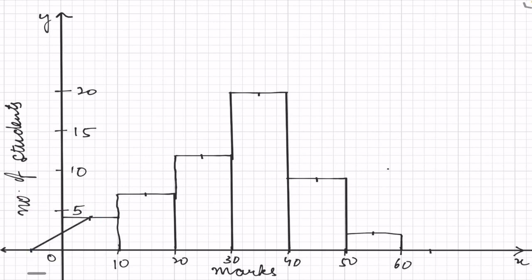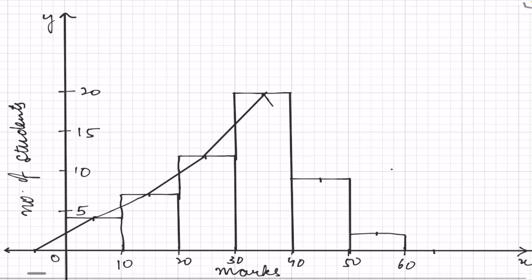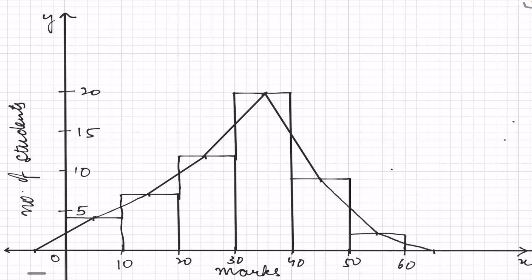Now we will join all these points with the help of a scale. Remember, it should be neat and clean. You have to use a scale, and it ends also on the x-axis. So this is our required frequency polygon. So based on today's concept of histogram, frequency polygon and ogive, children, you are going to practice the rest of the questions of exercise 24. Thank you.